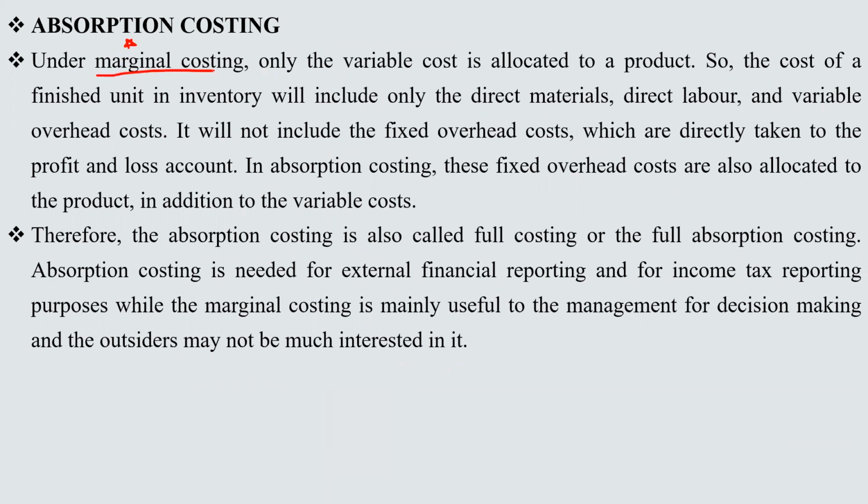Under marginal costing, we already know that only the variable cost is used. Only the variable cost is allocated to a product. So the cost of a finished unit in inventory will include only the direct materials, direct labor, and variable overheads. It will not include the fixed overhead cost, which is taken directly to the profit and loss account.